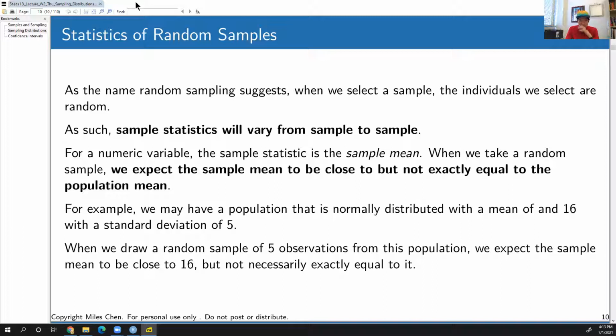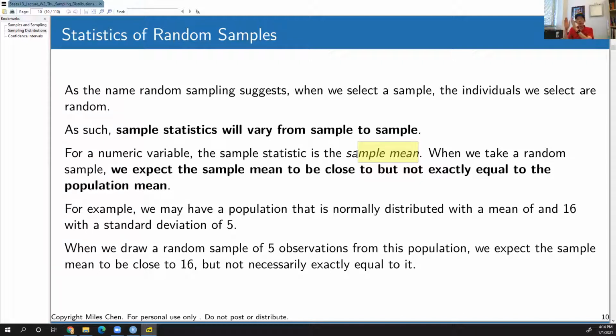All right. So because it's random, statistics that we get from a sample are going to vary from one sample to another. So if one person takes a random sample and we calculate the mean of the sample, we expect the mean of our sample to be close, but not necessarily exactly equal to the mean of the population, right?